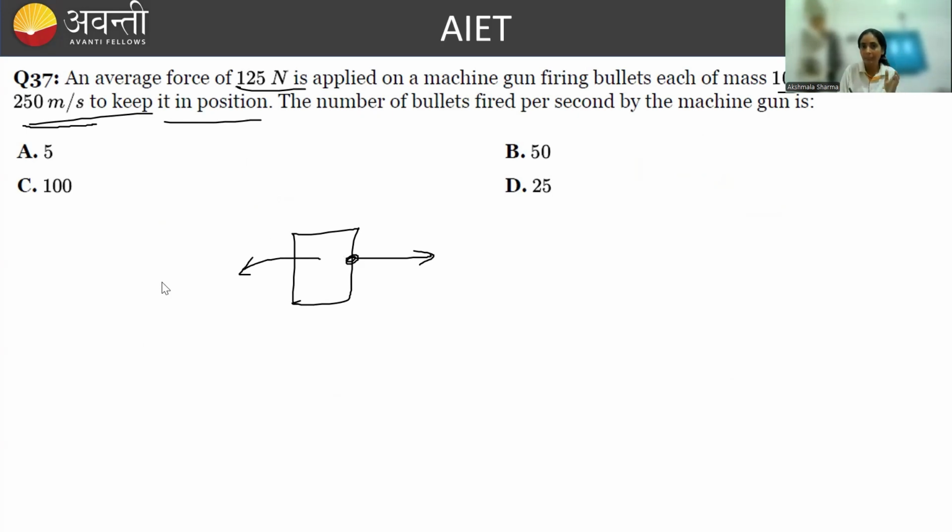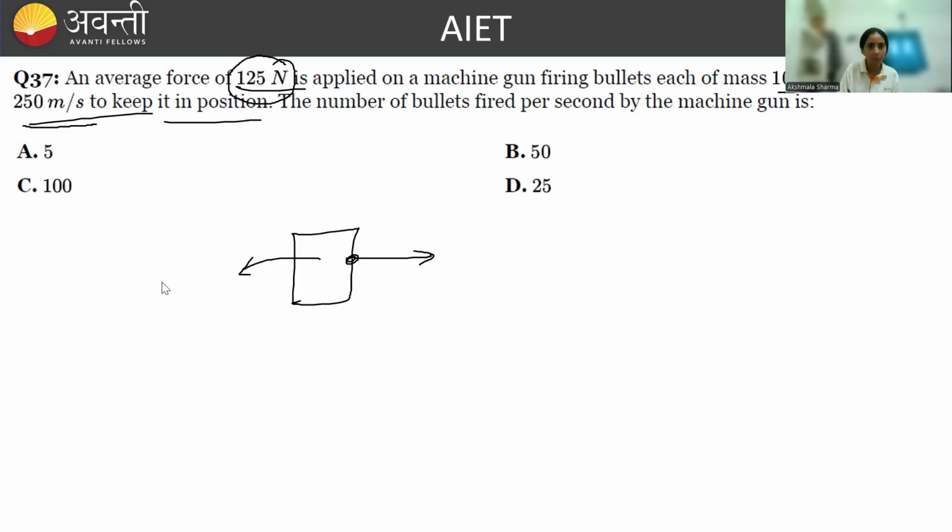So to keep it at rest, we need to apply some force. That is why when you are firing a gun, it's not an easy task. You need to apply that force in order to avoid such dangerous recoiling, right? So here 125 Newton force is getting applied to keep it at rest.